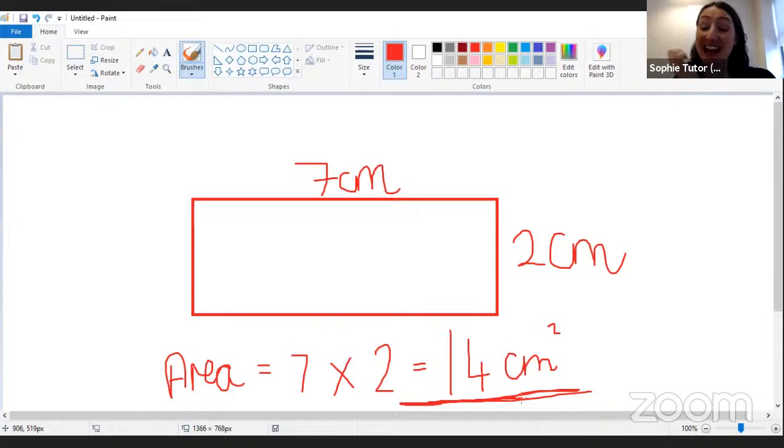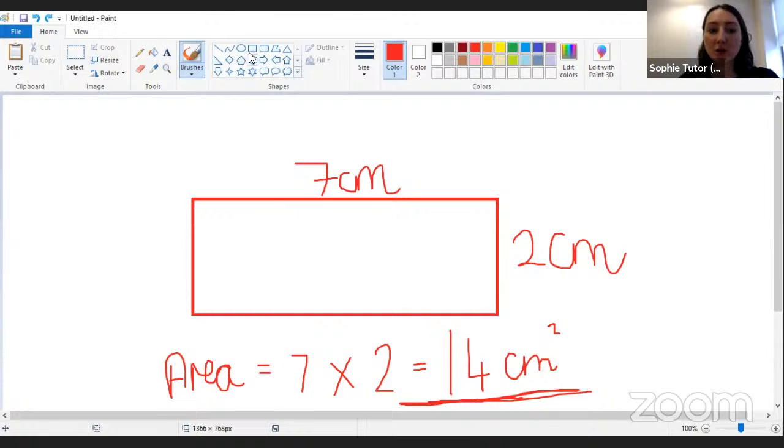So I've drawn a shape. So if you are struggling what shape to draw, you can draw a shape similar to mine. I've just drawn a rectangle, but you could have drawn a triangle, parallelogram, a square, and we were working out the area for it. So remember, area is length times height, or length times width. So here, 7 times 2, which gives us 14 centimeters squared.